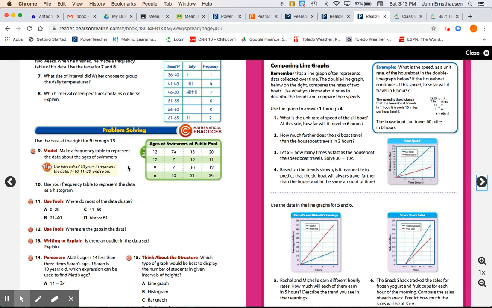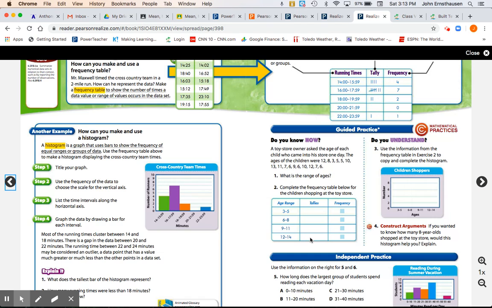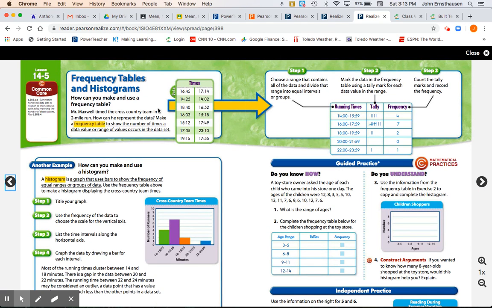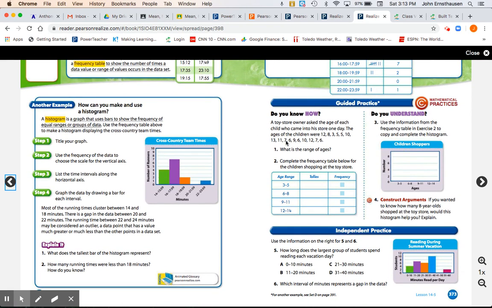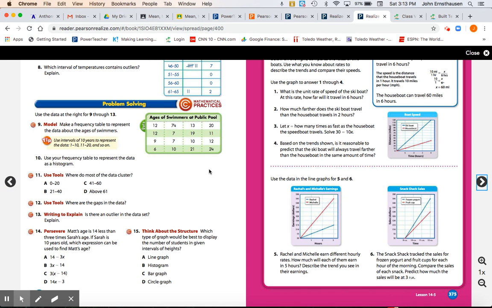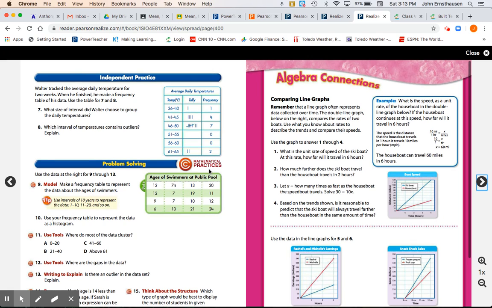So the assignment to recap today is that I want you to reread the top of 14.5 here, read another example, and then I want you on page 373 and 374 to work through 1 through 10. And I'll be available for questions if you need some extra help.